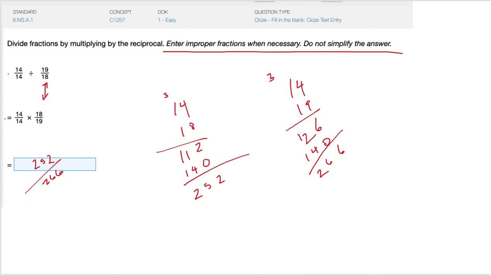All right, so try a couple of practice problems, turn in your notes, and then you will see this come back up on your scoot pad and you'll know how to do it.